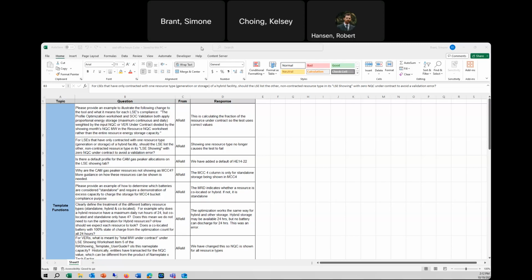What the column for MCC4 is for is the rule we have for the test year, where an LSE in their compliance showing under the old system, if they want to show standalone storage in MCC bucket 4, they need to show energy sufficiency through this template. So this column is only to indicate which standalone storage you want to count as bucket 4. It's not anything that's actually in bucket 4. Any storage that you don't want to put in bucket 4 should have no's there.